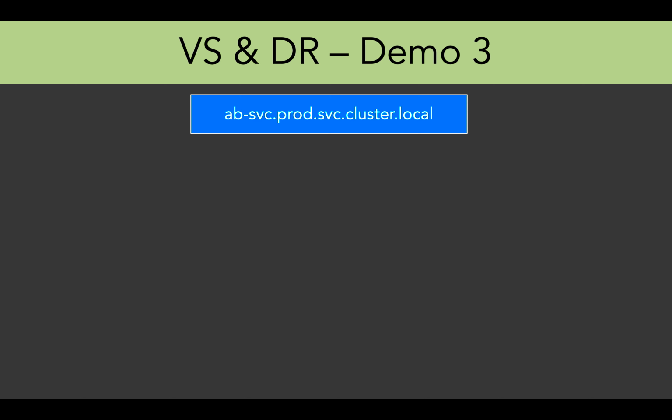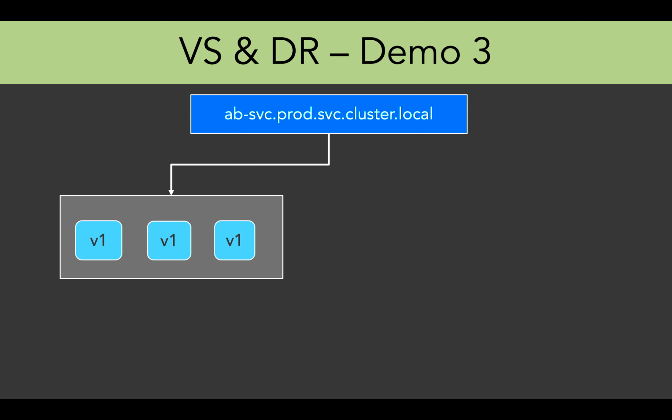Alright, this will be the final demo of virtual service and destination rule, and it will be simpler also, but a little different. Now let's say what we are trying to do here. We have a service. Let's say the name of the service is AB-SVC, and all traffic comes here. And this service has currently a deployment running with 3 pods. So far, we have been running only 1 pod, but that is fine.